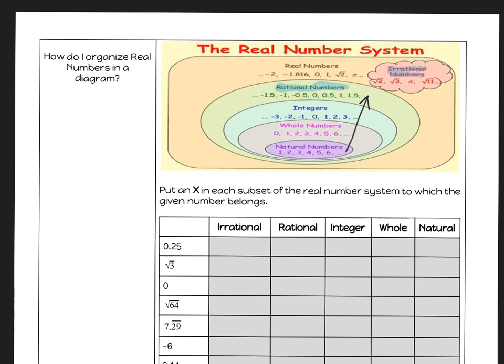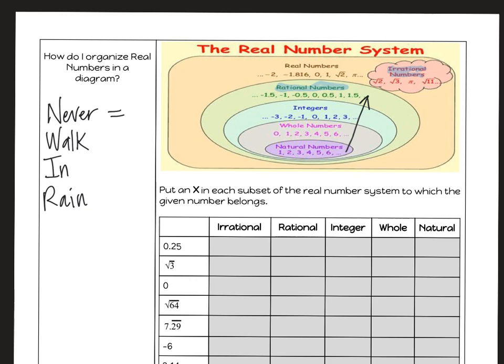So I want you to make sure that you're taking note of this. The mnemonic that we're going to use is never walk in rain. And so that'll help you remember those subsets within rational numbers. So again, we're working from the smallest.